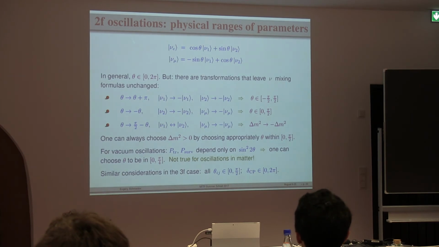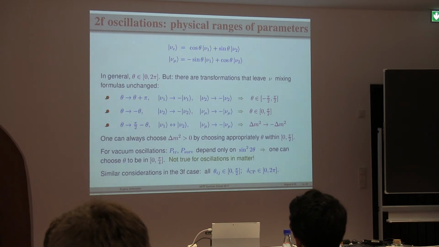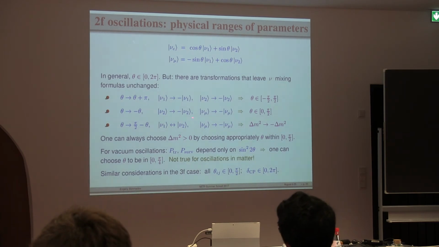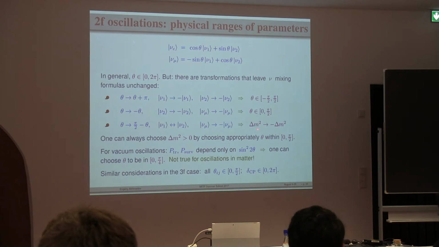And then lastly, we can change theta into pi over 2 minus theta, which means interchanging sine and cosine. Then we can also interchange nu 1 and nu 2. And as we see from this, we need also to change the sign of nu mu to minus nu mu. And interchanging nu 1 and nu 2 means that we change the sign of delta m squared. This means that we can always choose delta m squared to be positive by appropriately choosing theta within the interval from 0 to pi over 2. So we reduce the allowed physical ranges of parameters by doing this.